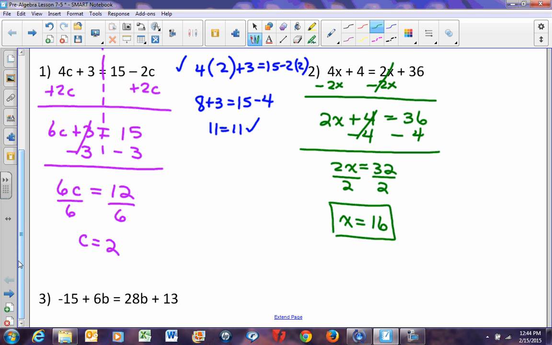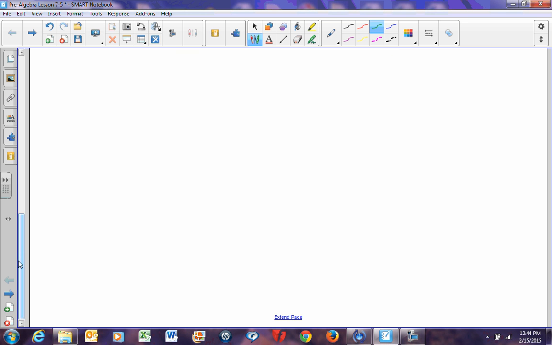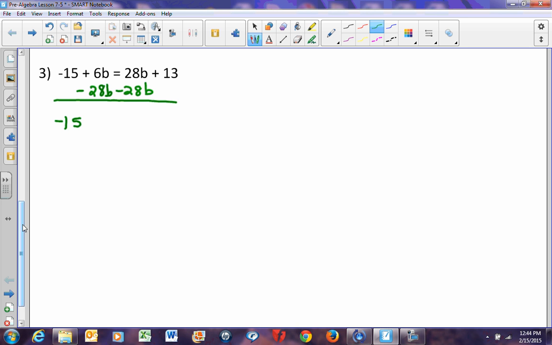Let's look at problem number 3 here. Negative 15 plus 6b equals 28b plus 13. I'm going to, again, move my variables to the left-hand side just to prove that it doesn't matter if they're negative or positive. So I will subtract 28b from the right-hand side and do the same thing for the left-hand side. That leaves me negative 15. Positive 6b minus 28b is negative 22b. And that will equal 13.